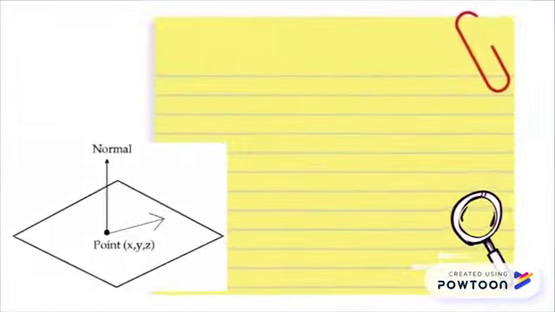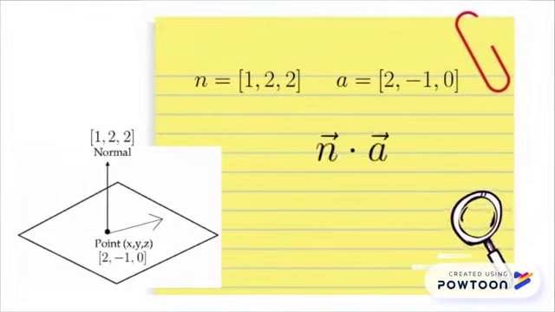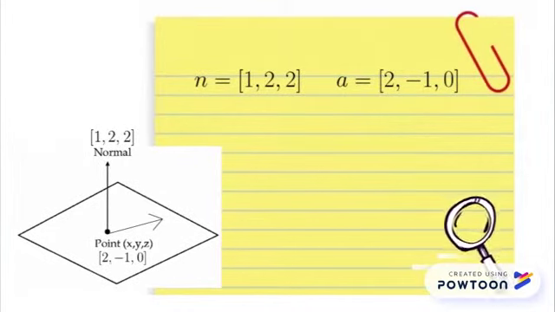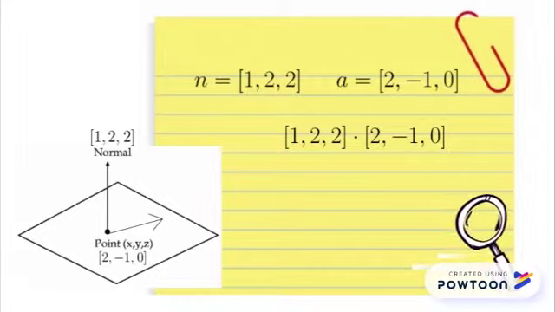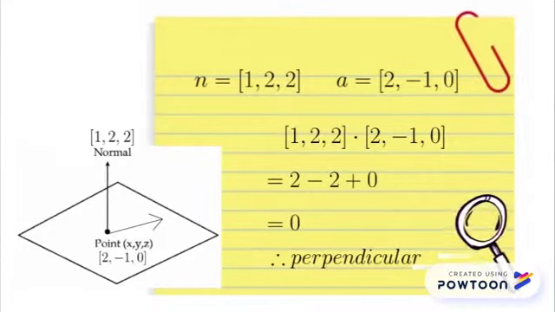Here's an example. Here we have a normal and a vector that lies on the plane. Let's apply the dot product to these vectors to see if they are perpendicular to each other. (1, 2, 2) dot (2, -1, 0) equals 2 - 2 + 0, which equals 0. Therefore, they are perpendicular to each other.